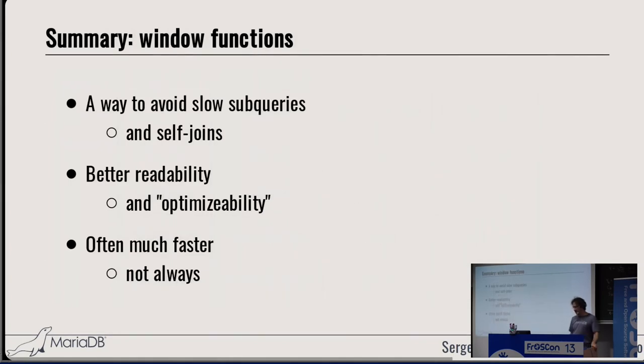So a summary about window functions. Window functions are a useful practical way to avoid slow subqueries and self-joins. They provide better readability, and what's more important, they provide better optimizability, because the query is not only easier to read for you, the query is easier to read for the optimizer. The optimizer can better understand your intentions and can optimize for them better. And that's why they're often much faster.